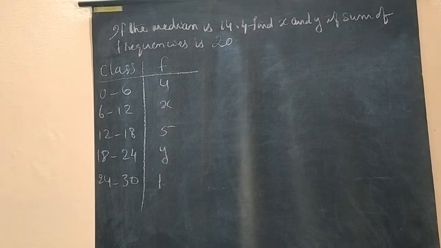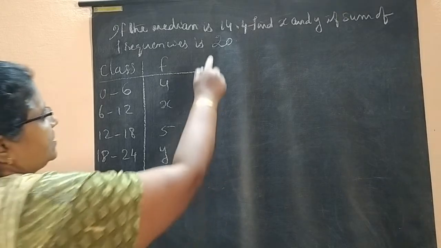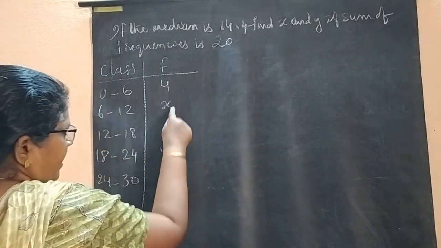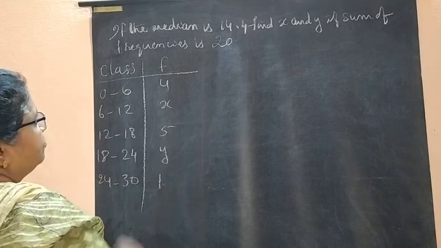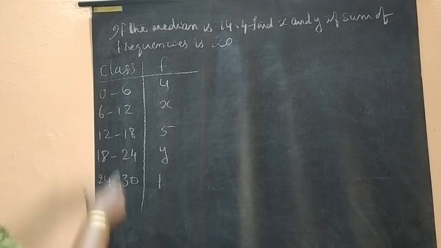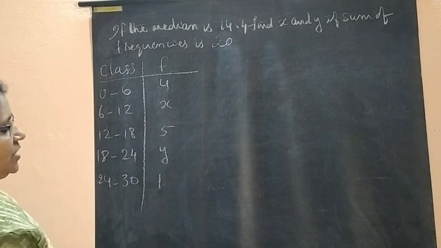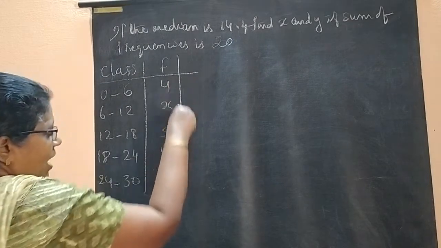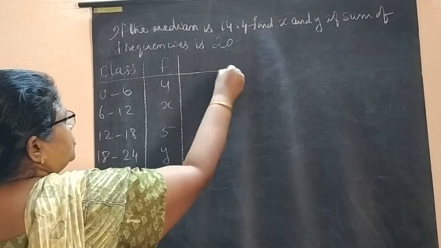See the question. If the median of this distribution is 14.4, median is given 14.4. Find x and y, if sum of all the frequencies is 20. Sum of all the frequencies is 20. So class is given, frequency is given. It is median missing frequency. So you have to prepare the next column.